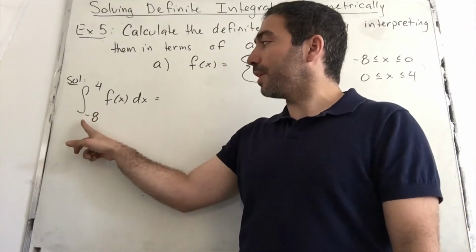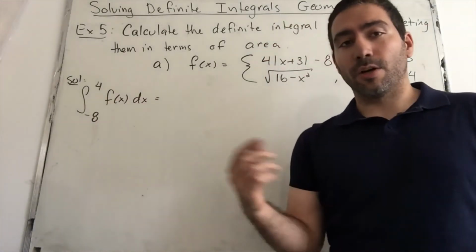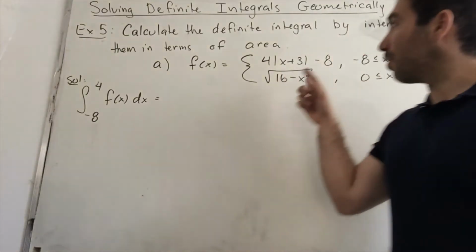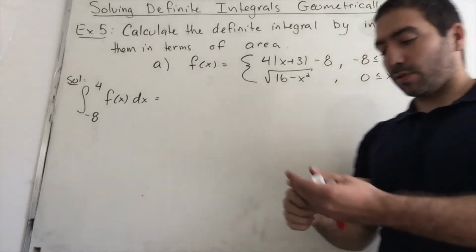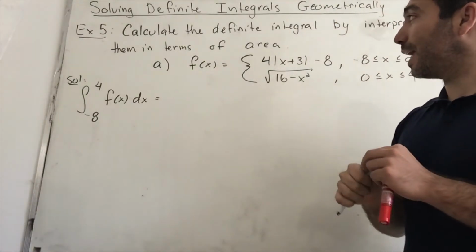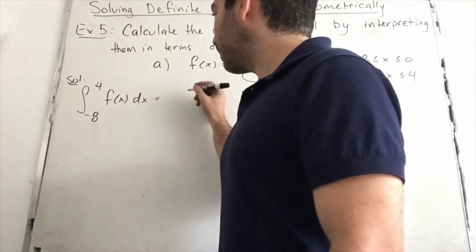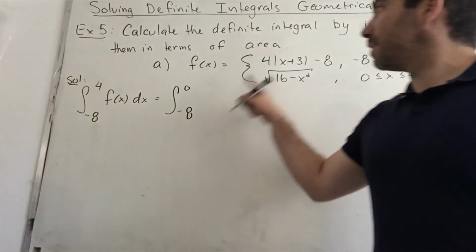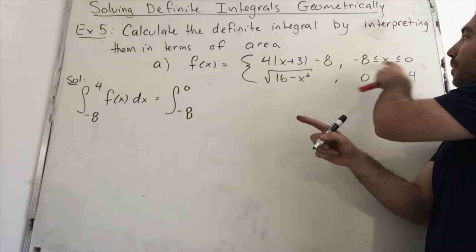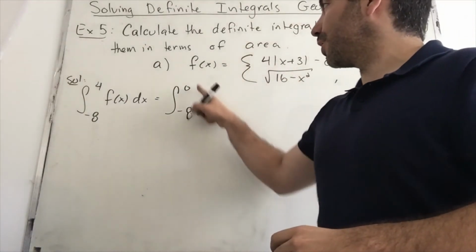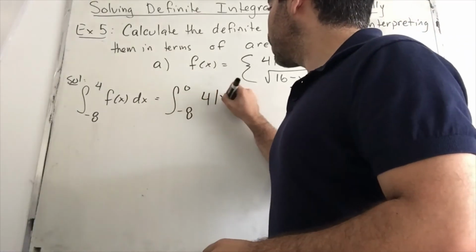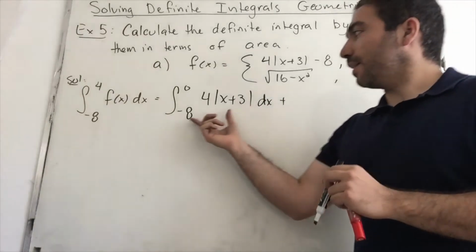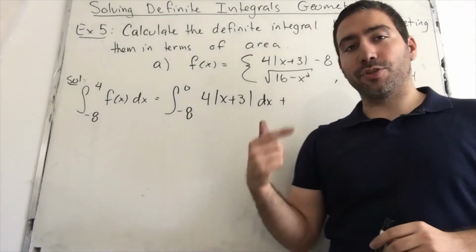So we're essentially looking for the integral from -8 to 4 of f of x dx. The best thing to do here is to deal with each term individually and make sure you're on their corresponding intervals. The first thing I'm looking at is the absolute value. I'm going to rewrite this as the integral from -8 to 0, because the absolute value is being used on the interval from -8 to 0. So that's what my bounds of integration are going to be, of 4 times the absolute value of x plus 3 dx. Plus, I left out this little piece. Why? Because I'm going to treat it like a constant.